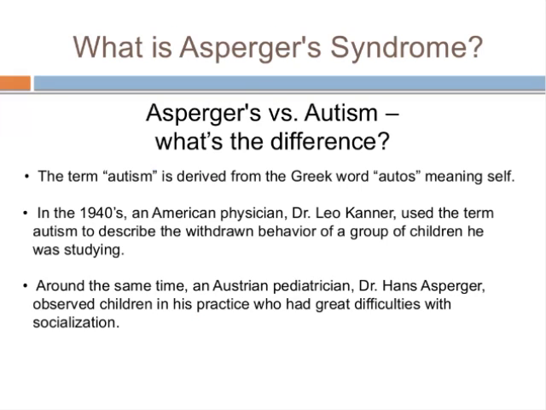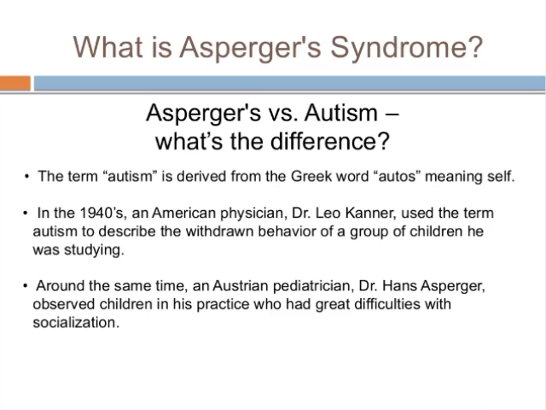What is Asperger's syndrome? I have this up here because I think there's still a lot of confusion about the differences between Asperger's and autism. The term autism is derived from the Greek word autos, meaning self. In the 1940s, an American physician, Dr. Leo Kanner, used the term autism to describe the withdrawn behavior of a group of children he was studying. Around the same time, in another part of the world, an Austrian pediatrician, Dr. Hans Asperger, observed children in his practice who also had great difficulties with socialization.